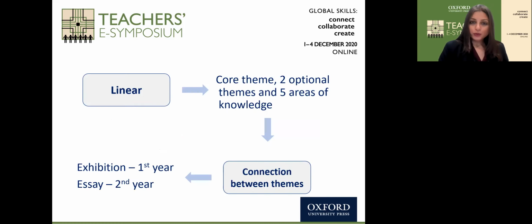The approach that we follow to teach this course is largely linear, where students are introduced to a core theme of knowledge, basic conceptual skills. How do they conceptualize the idea of knowledge? This core theme is knowledge and the knower. And then that's followed by 2 optional themes that they must choose from that they can study, and 5 areas of knowledge that they will broadly look at. Then they're required to make connections between the themes and arrive at a set of questions that they want to answer as they go through the course.